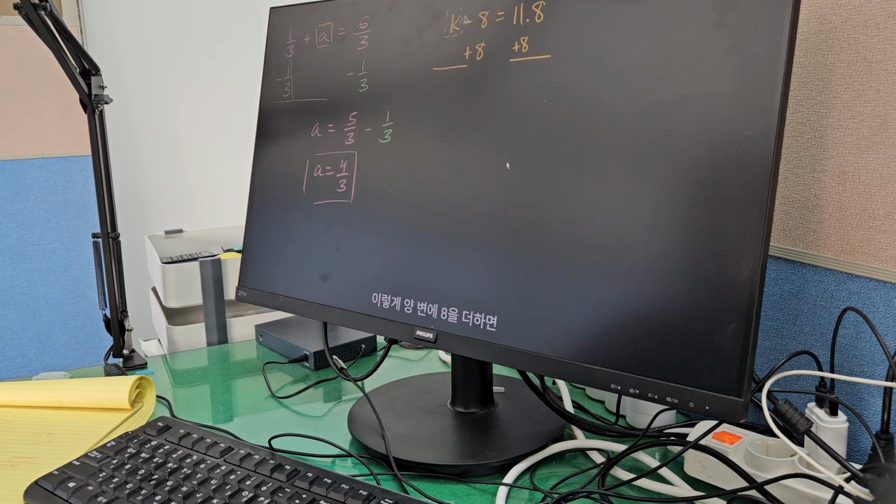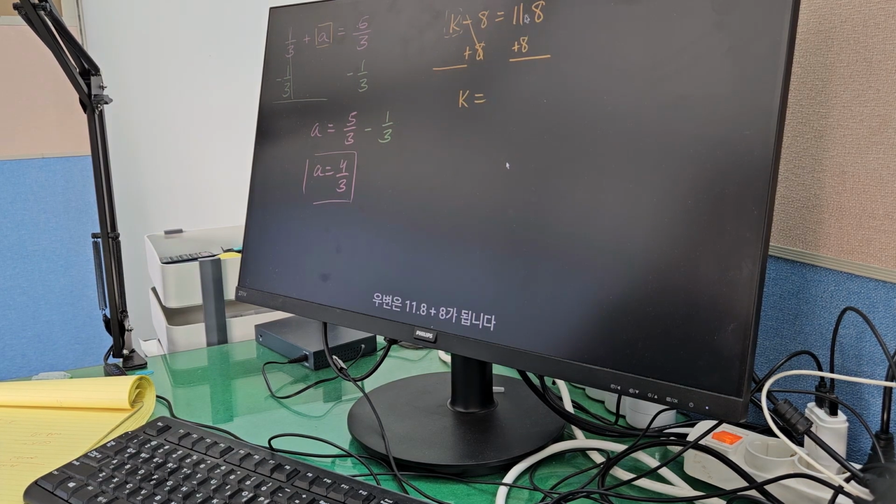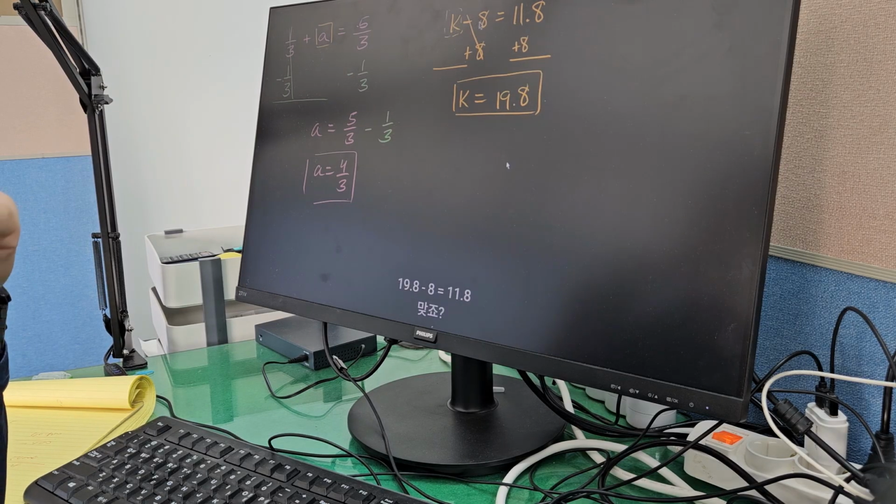The left-hand side, you were subtracting 8 and you're adding 8. That's just going to cancel out, and you're just going to be left with k. And on the right-hand side, 11.8 plus 8. Well, 11 plus 8 is 19, so it's going to be 19.8. And we're done. And once again, what's neat about equations, you can always check to see if you had the right answer. 19.8 minus 8 is 11.8. Let's do another one. This is too much fun.